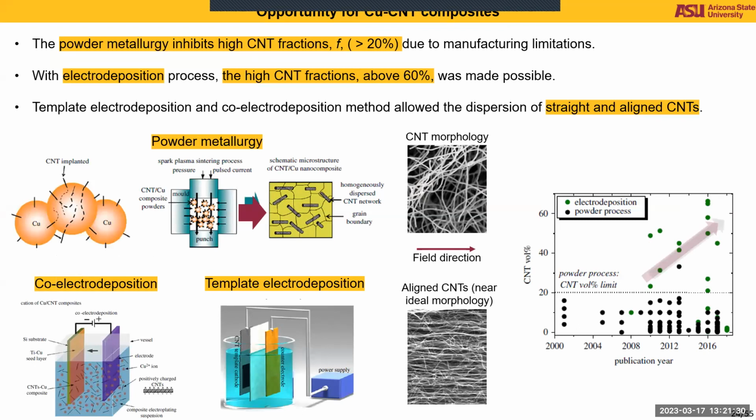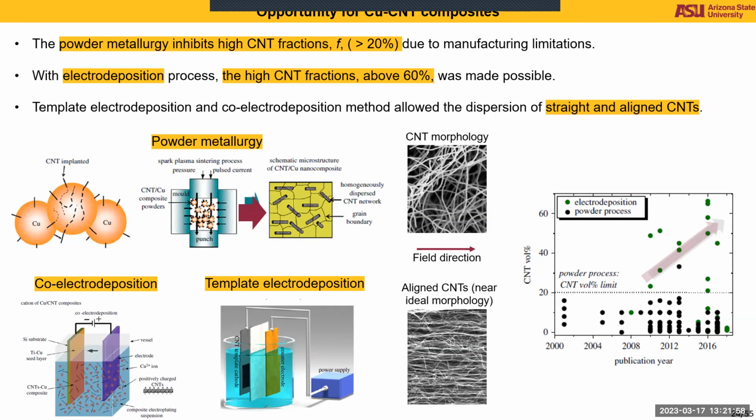So as we all know that for a long time, copper CNT composites are fabricated using powder metallurgy. And powder metallurgy inhibits us to get CNT fractions above 20%. Another drawback of powder metallurgy is that you really don't have any control over the CNT morphologies. And you get some entangled and clustered networks of CNTs. And they basically seriously deteriorate the transport properties through the microstructure.